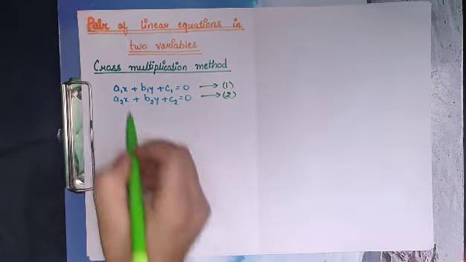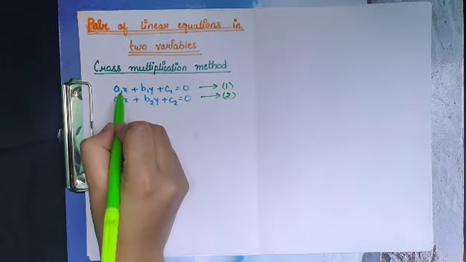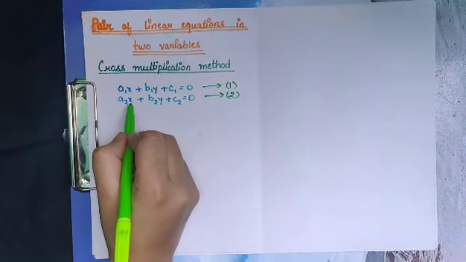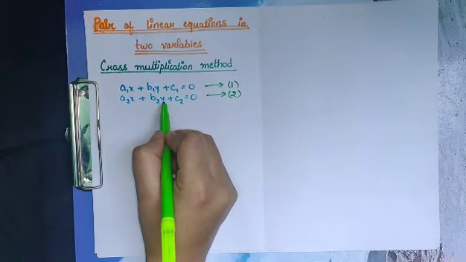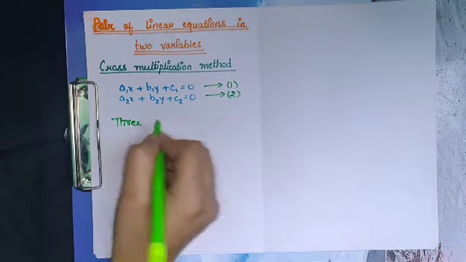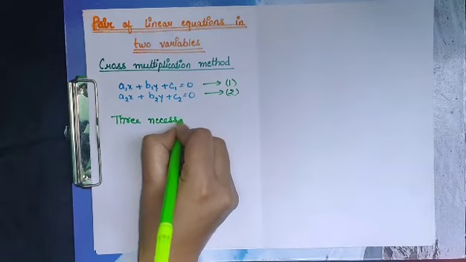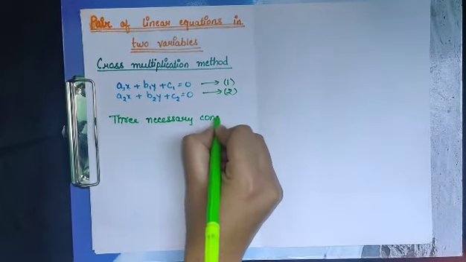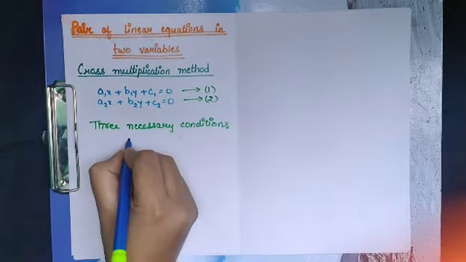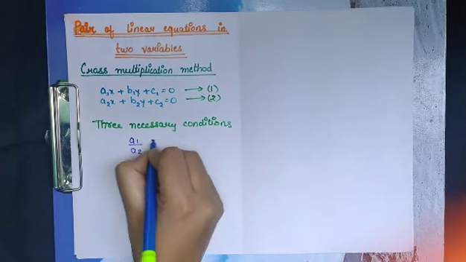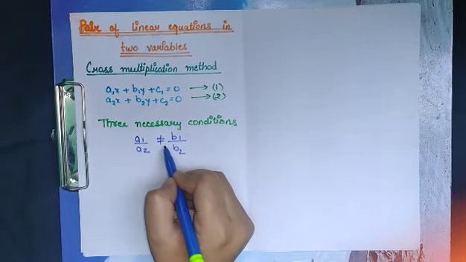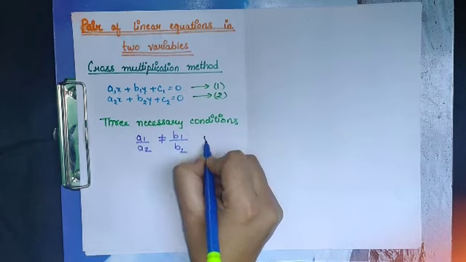In the first equation, the coefficient of x is a1, the coefficient of y is b1, and the constant is c1. In the second equation, the coefficient of x is a2 and the coefficient of y is b2. So, there are three necessary conditions. First one is a1 upon a2 is not equal to b1 upon b2. When a1 upon a2 is not equal to b1 upon b2, then it has a unique solution.